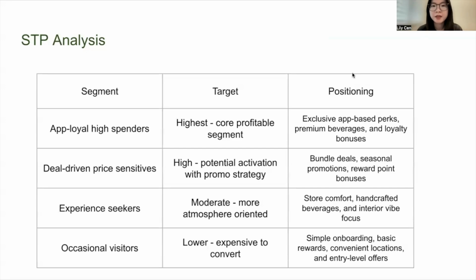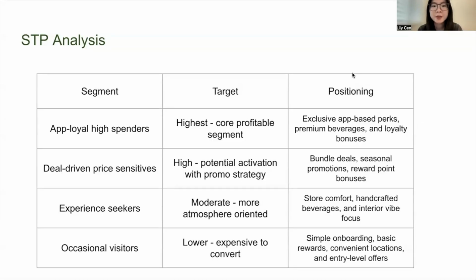Our STP analysis categorizes Starbucks customers into 4 key segments and outlines how the company should target and position its offerings for each group. The first segment is app loyal high spenders, which represents Starbucks' most profitable customers. They consistently use the mobile app, spend more per visit, and show strong loyalty. This segment should be the highest priority, with positioning focused on exclusive app-based perks, premium beverage options, and attractive loyalty bonuses.